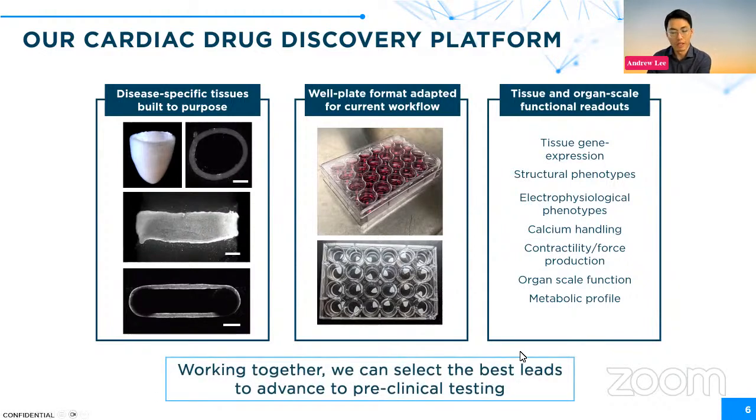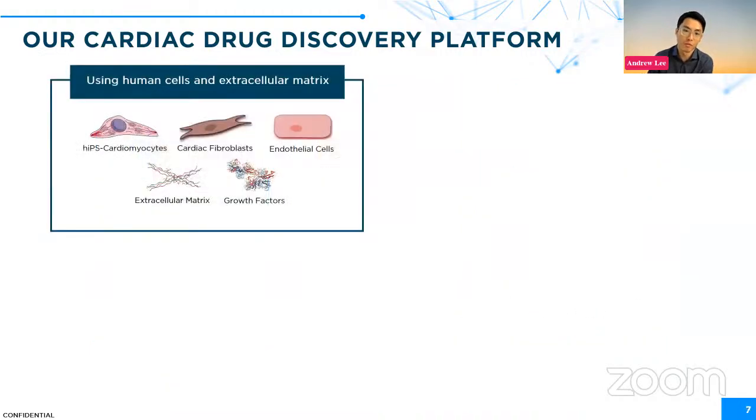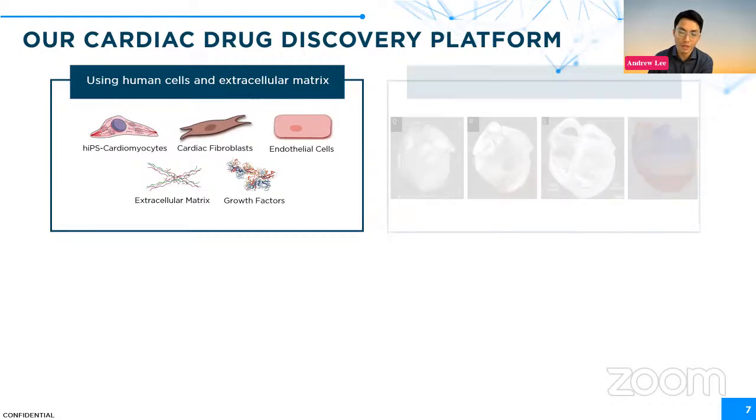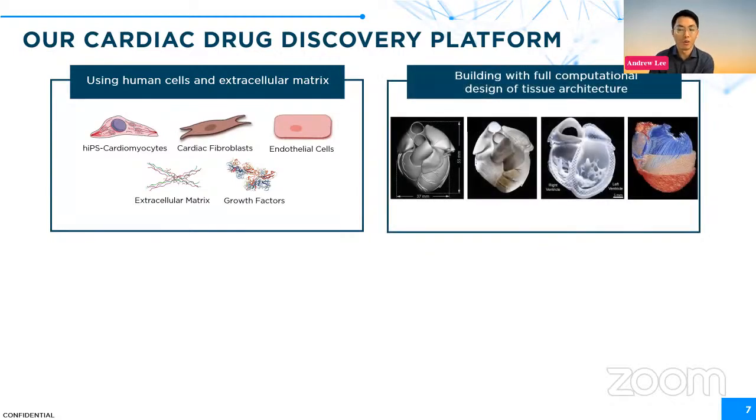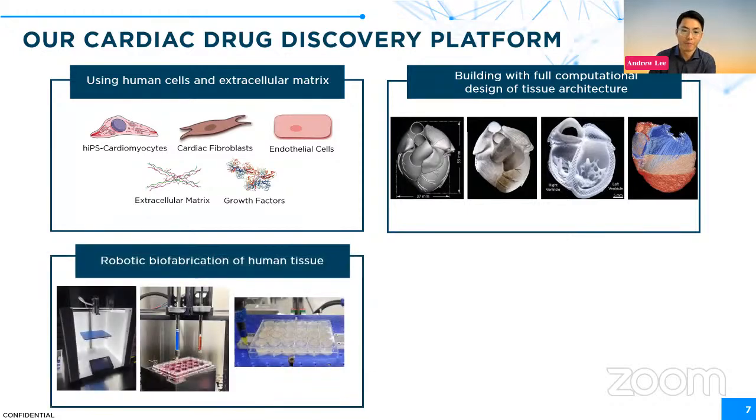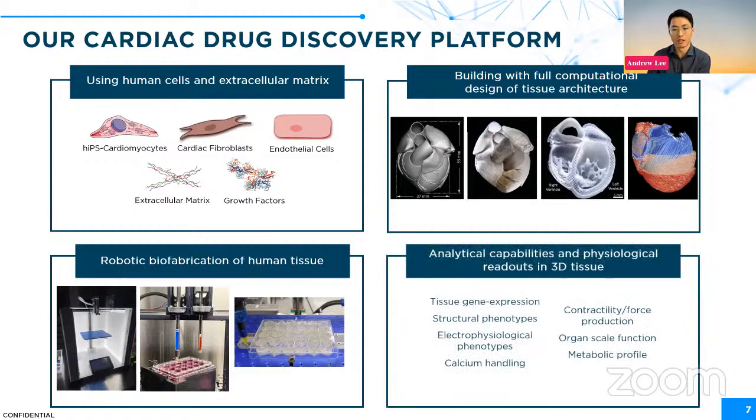And so, we really are intent on working together with partners to select these best leads to advance to a preclinical setting. And so, how we do this is we take human cells and extracellular matrix. We are able to build our tissues with full computational design and control of the tissue architecture, as we've previously published. And then use robotic biofabrication, which is 3D bioprinting, and then manipulate our materials in three-dimensional space. And then lastly, turn these tissues into data and readouts that we can actually interpret and pick up on signals.